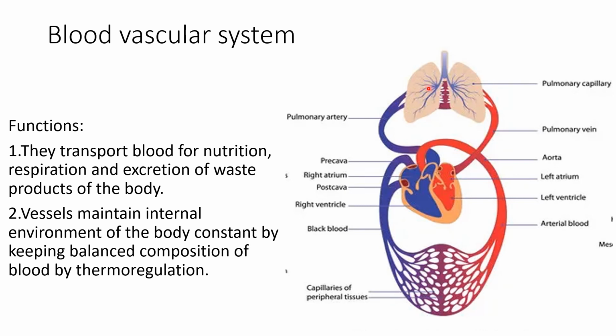Now the blood is purified by the lung and the oxygenated blood enters into the pulmonary veins. So these pulmonary veins will open into the left atrium, and from the left atrium the blood will pass to the left ventricle through the bicuspid valve or mitral valve.